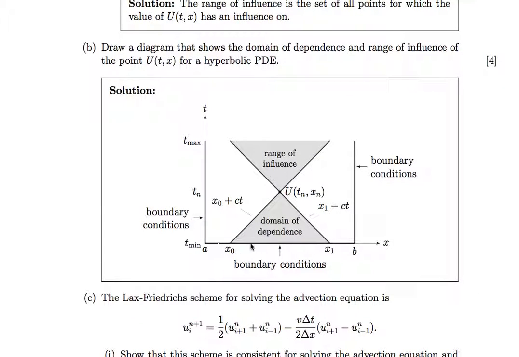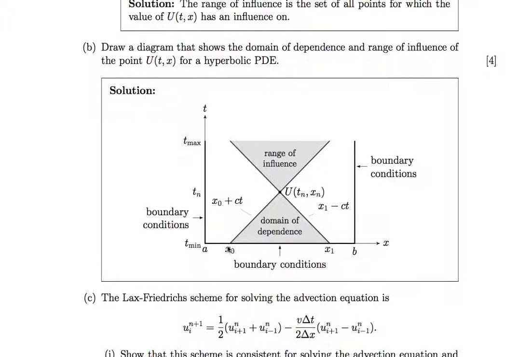Okay, so here we have x, the spatial domain, along the horizontal axis, and the vertical axis is the time axis. So as we go up the vertical axis, we're going forward in time. And in the middle, here's our point at time tn and xn. All those points which came before it within this triangular region have an effect on our point. So this is the domain of dependence, and all those points in the future which our point has an effect on are the range of influence.